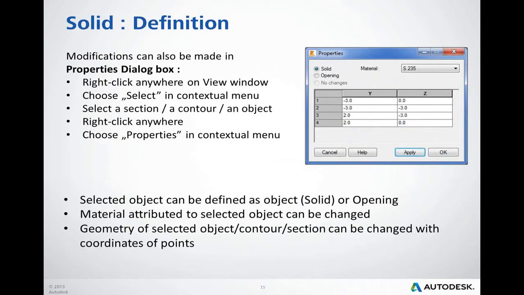Additionally, modifications can also be made in the Properties dialog box displayed from the right-hand side mouse click menu. Besides changing point coordinates in the table part of this window, it is possible to set the selected shape as an opening or solid and assign the correct material to it.